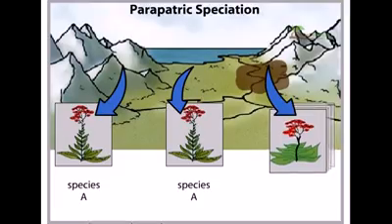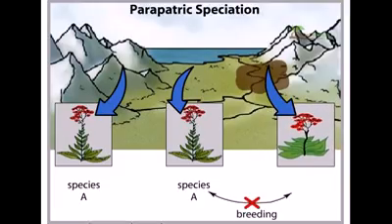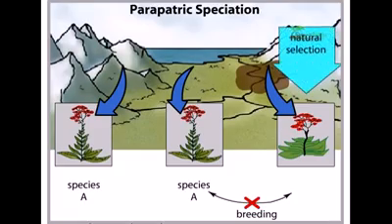The resistant plants may not be able to breed with the adjacent non-resistant plants. In this case, natural selection was stronger than gene flow, resulting in a new plant species.